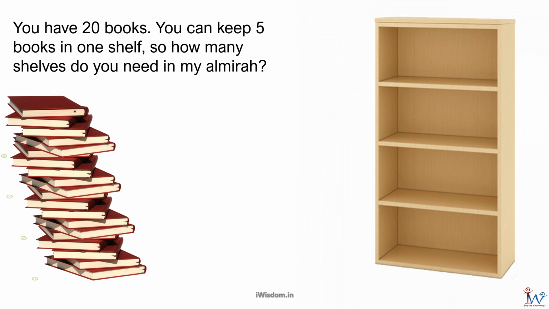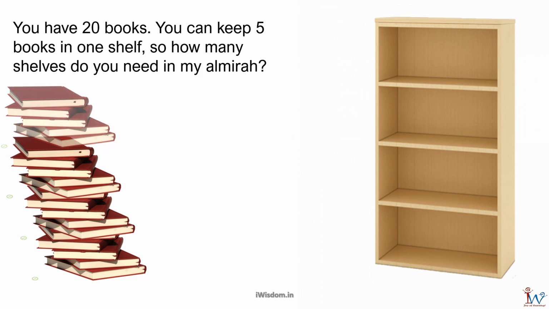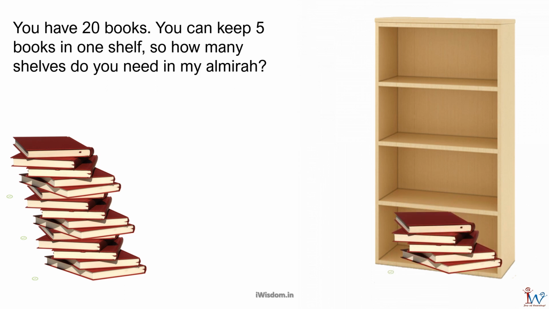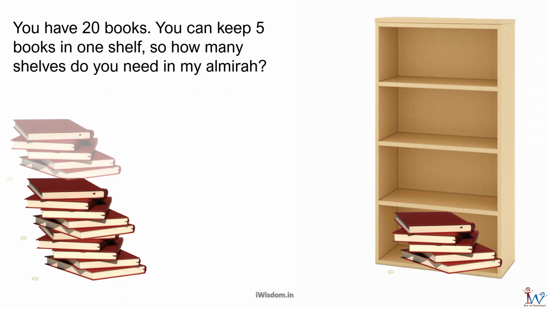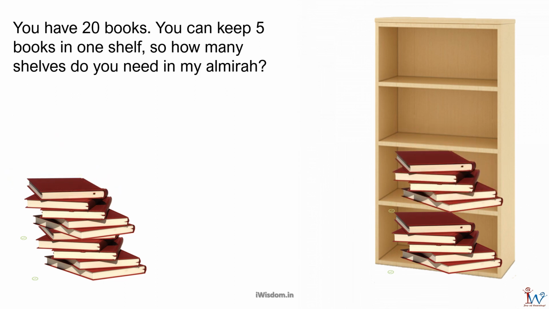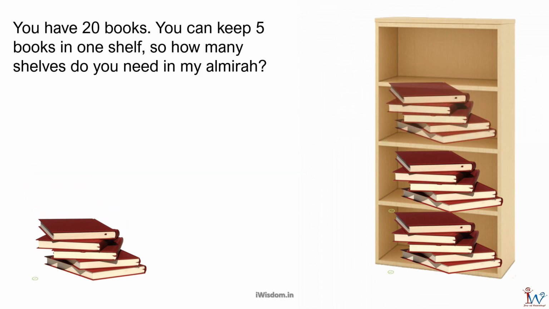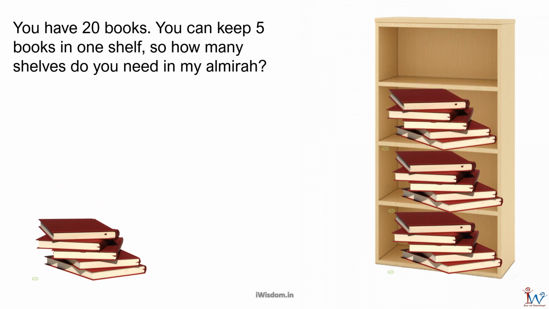To solve the problem, we first take 5 books and keep it in the first shelf. We are still left with 15 books. We take the next set of 5 books and keep it in the second shelf. We are now left with 10 books. We take the next set of 5 books and keep it in the third shelf.